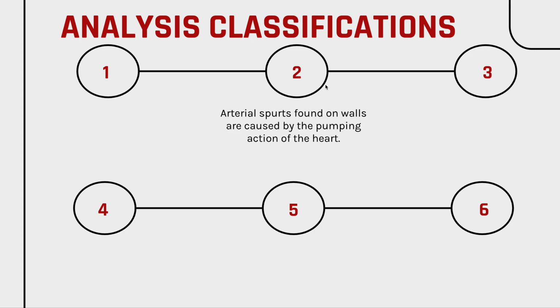A second part of the analysis classification is regarding arterial spurts. Your arteries and your veins are a part of your cardiovascular system. Your heart is what pumps the blood through the cardiovascular system. If you were to get cut on an artery, your heart's still going to be pumping that blood. So if that artery is open, your heart is going to be pumping that blood out of the artery. Arterial spurts are found on walls, caused by the pumping action of the heart.